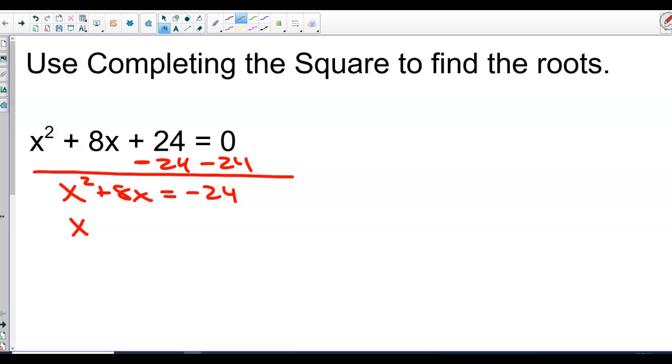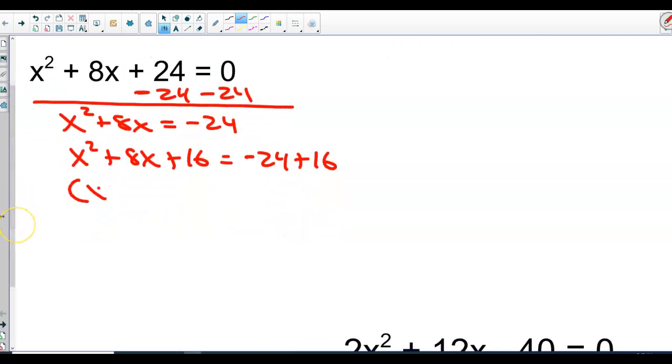Half of 8 is 4, and 4 squared is 16. That's the trick in this problem. If I add 16 to one side, I got to add 16 to the other. We factor here. We get x plus 4 squared equals negative 8.